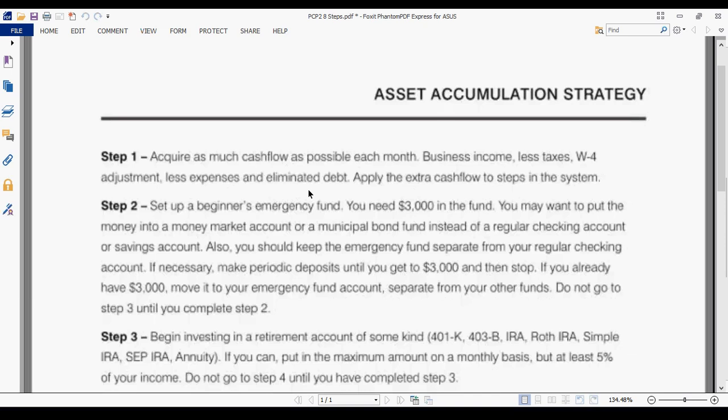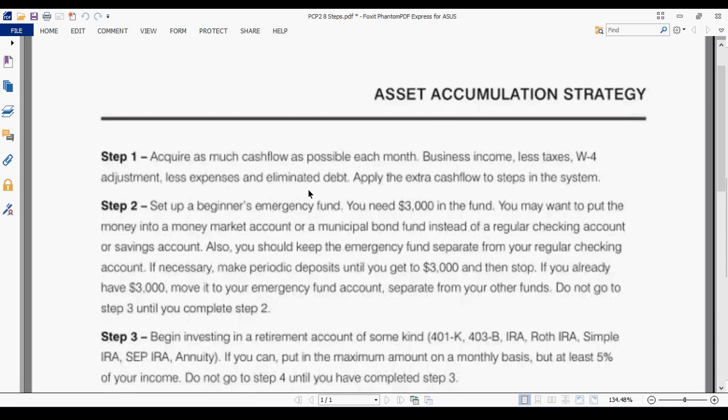Let's go into step number 2. Step number 2 says, set up a beginner's emergency fund. You need $3,000 in the fund. You may want to put the money into a money market account or a municipal bond fund instead of a regular checking account or savings account. Also, you should keep the emergency fund separate from your regular checking account. If necessary, make periodic deposits until you get to $3,000 and then stop. If you already have $3,000, move it to your emergency fund account, separate from your other funds. Do not go to step number 3 until you've completed step number 2.